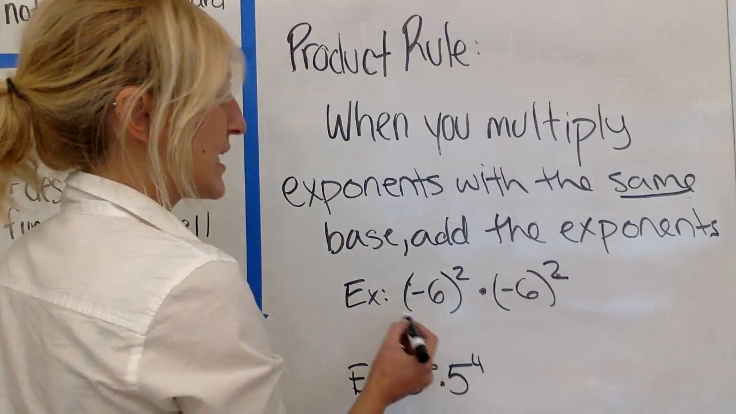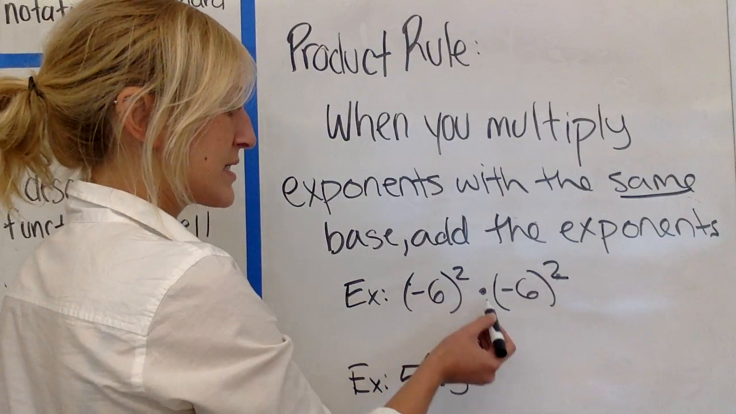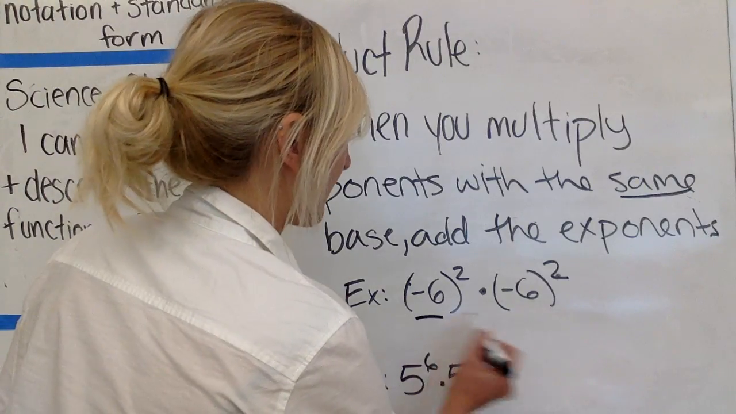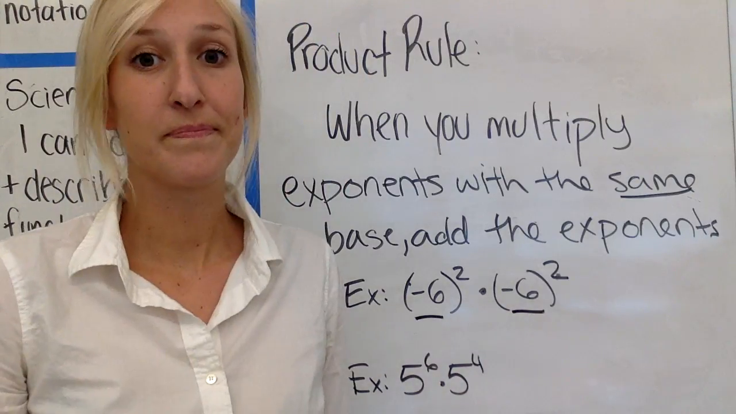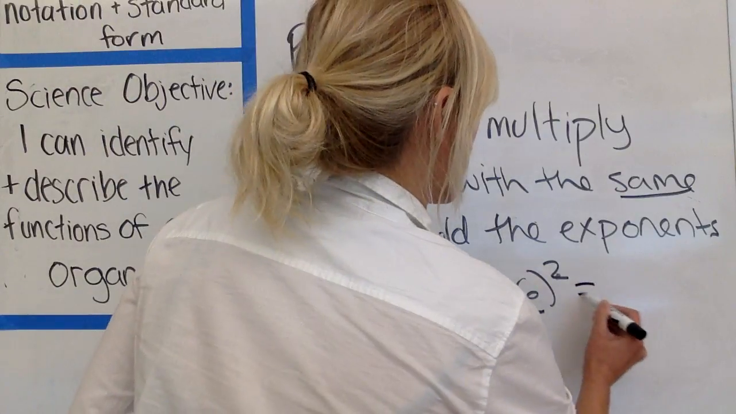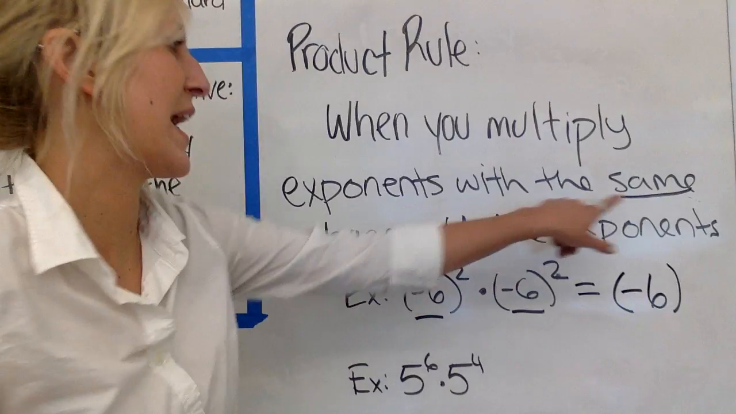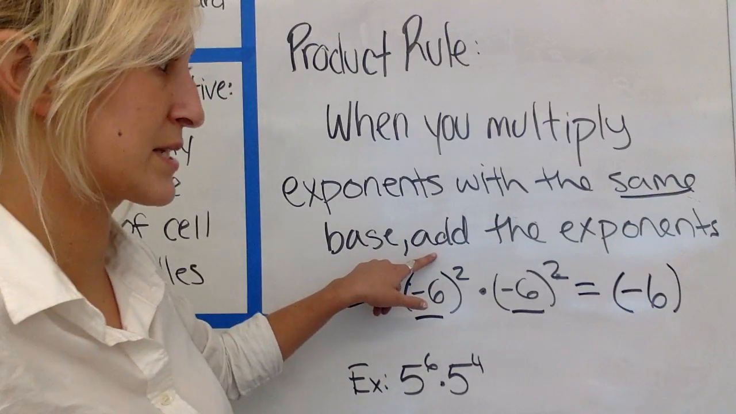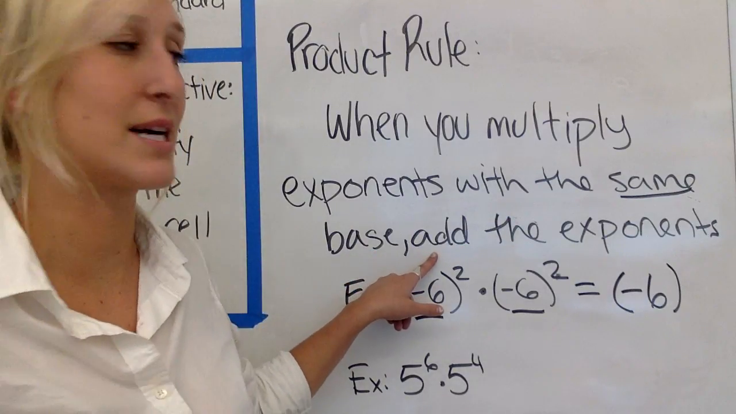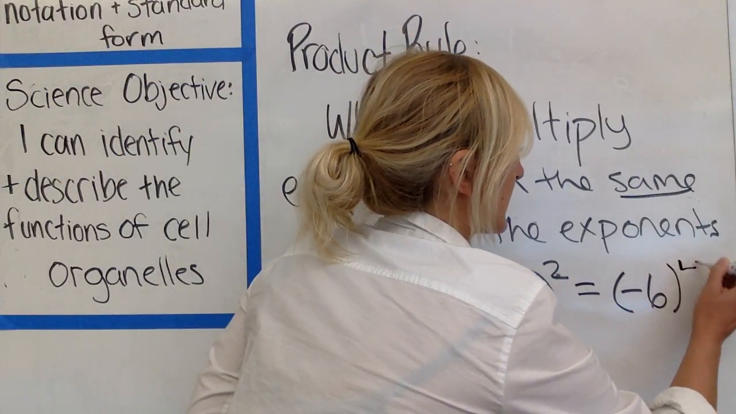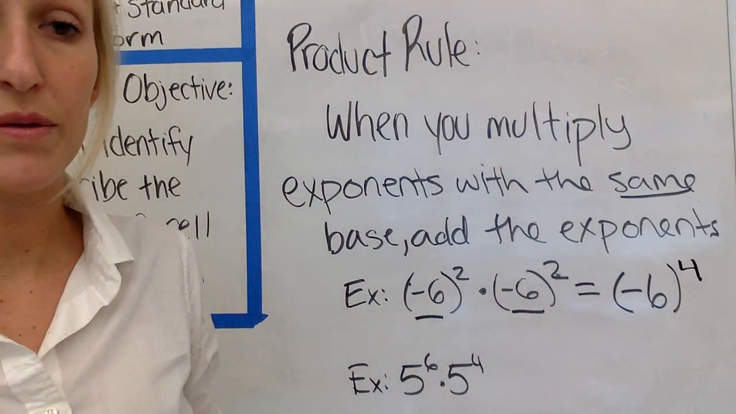Our first example is -6 to the 2nd times -6 to the 2nd. So what I have to check first is, do I have the same base? Yep, I have the same base. So my base stays the same. But if I have the same base, what do I do with the exponents? I have to add the exponents. So I add 2 plus 2 means that this is -6 to the 4th.